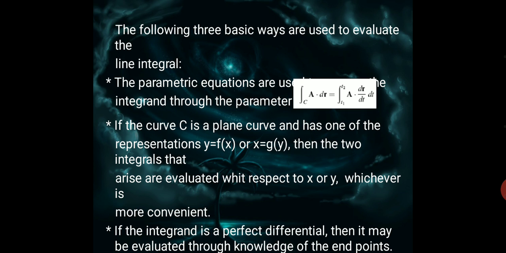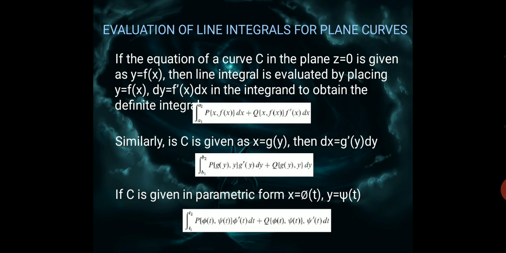The following three basic ways are used to evaluate the line integral. The first basic way is that parametric equations are used in the integrand. If the curve C is a plane curve with one of the representations y equal to f of x or x equal to g of y, then the two integrals that arise are evaluated with respect to x and y, whichever is more convenient. If the integrand is a perfect differential, then it may be evaluated through knowledge of the endpoints.